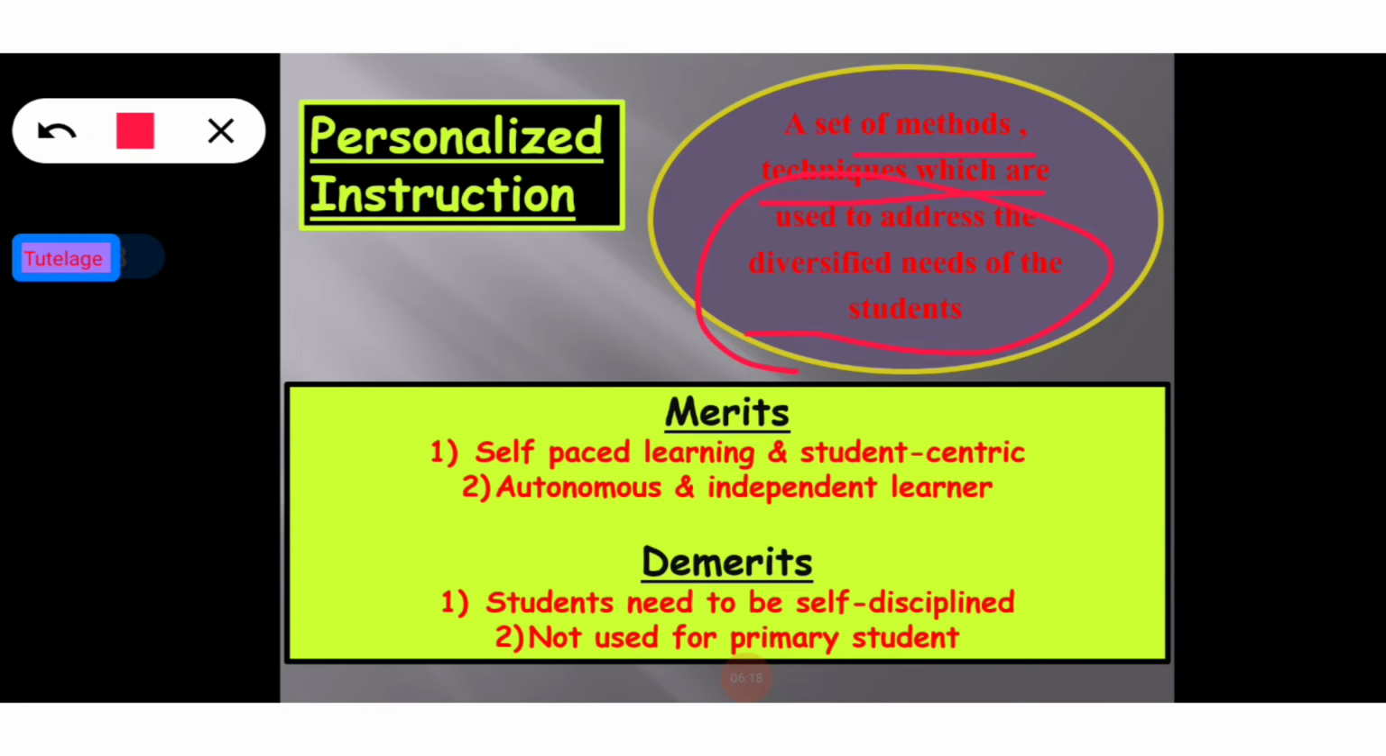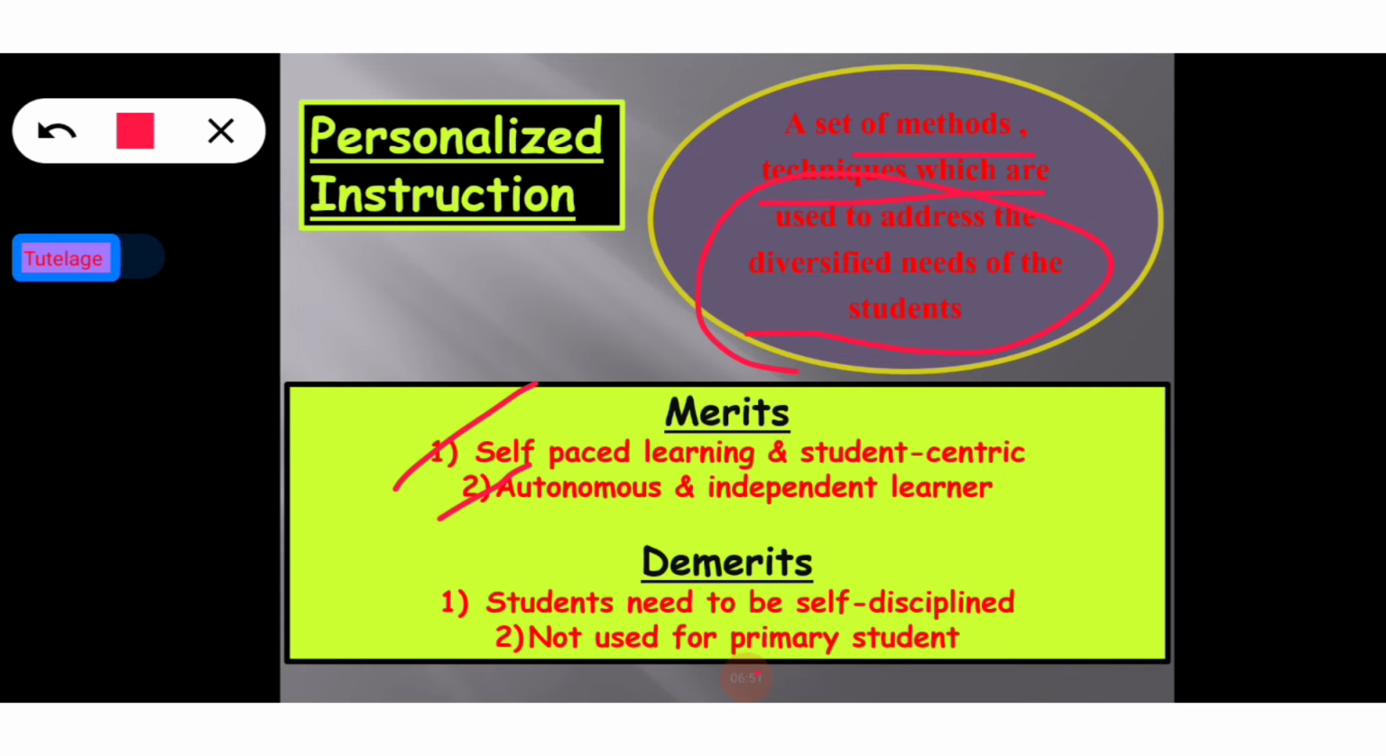So now going to the merits of the personalized instruction. We have already told that thing. It helps to address the diversified needs of the students, and that's why it is called the student-centric method, and it is also known as self-paced learning. Now move on to the second point, autonomous and independent learners. In this method learners are more autonomous and independent.